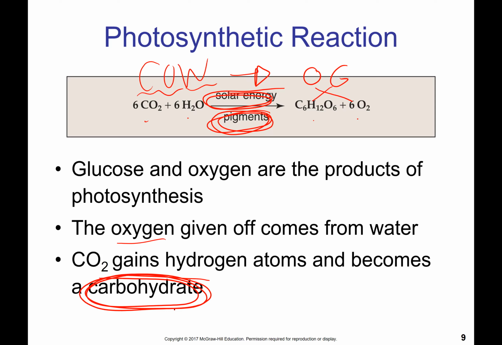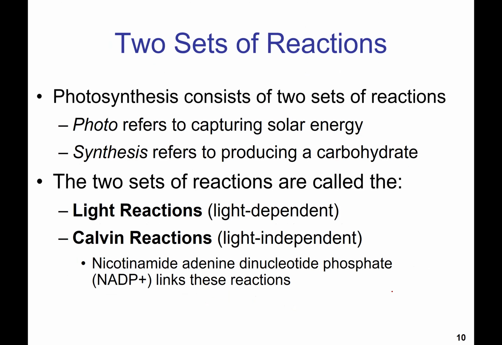We get carbohydrates by changing carbon dioxide. Notice that glucose is C6H12O6. So we get the carbon from carbon dioxide and are going to convert it to the carbon that's in glucose. And then oxygen comes off of water. We're going to split water to get oxygen. So that's just a really quick overview of photosynthesis.